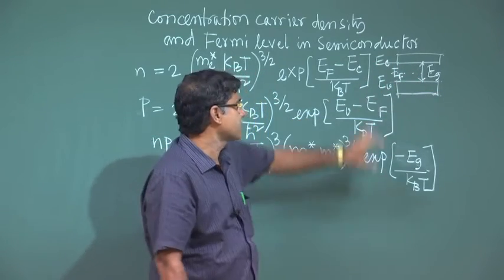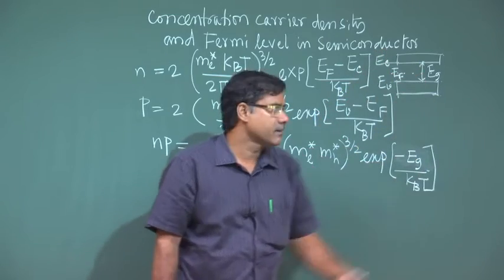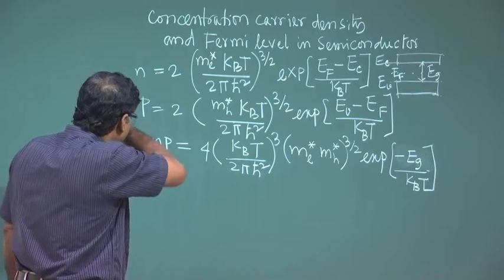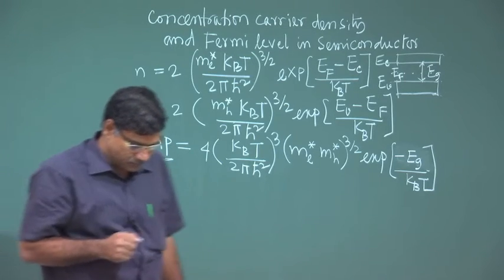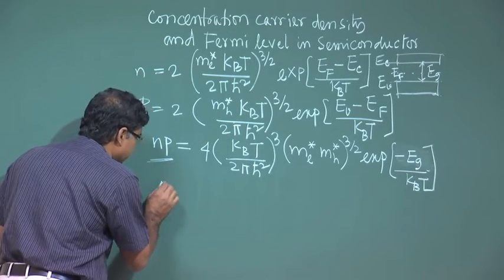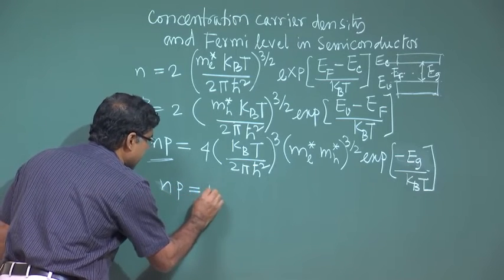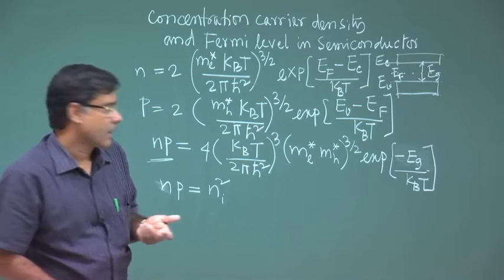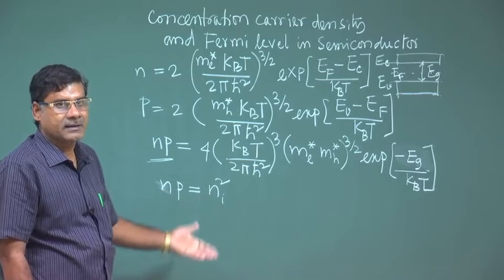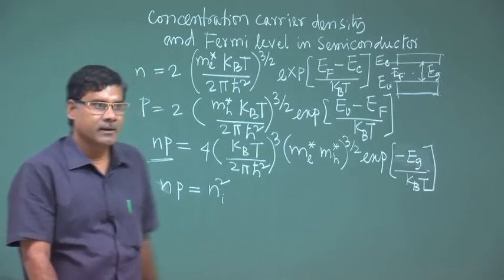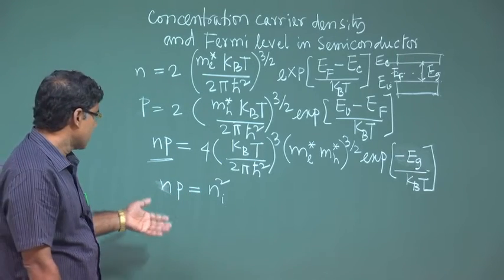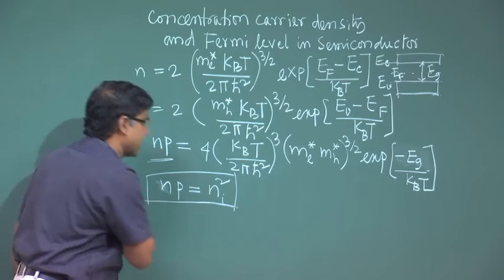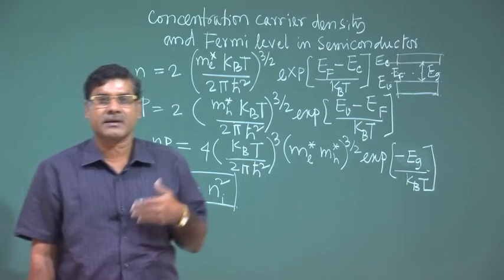So there is no Fermi level. It depends on the separation of the valence band and conduction band, right? So this product np is equal to n_i square. n_i is the electron density or hole density in intrinsic semiconductor. So in intrinsic semiconductor, the hole density and electron density are equal. So n_i equal to p_i. So np equal to n_i square. So this is valid for any semiconductor, whether it is extrinsic semiconductor or intrinsic semiconductor.